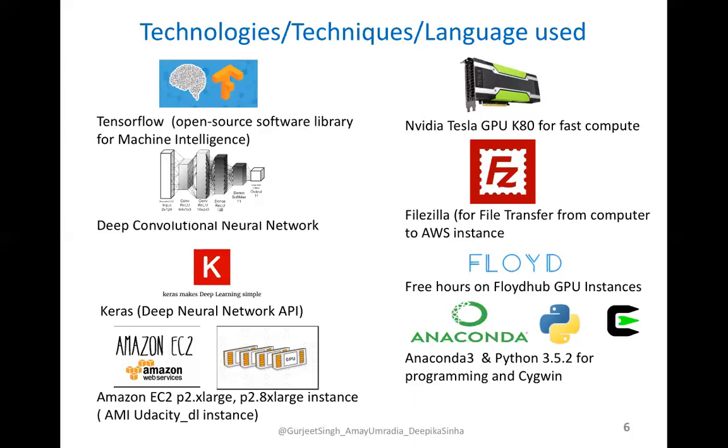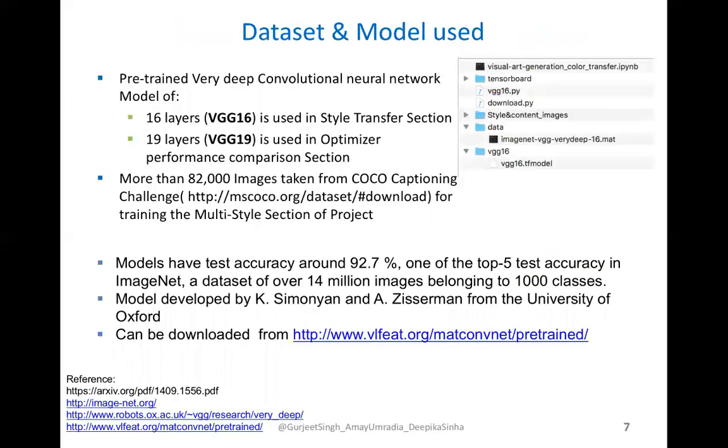Also, with all these tools, we have Python 3.5 from Anaconda, FileZilla for FTP to AWS, and Cygwin to SSH to AWS, and various other commands. For training our model, we use the pre-trained model VGG16 for style transfer and VGG19 for optimizer comparison. The image on the right shows the directory listed while implementing the basic style transfer with color preservation technique.